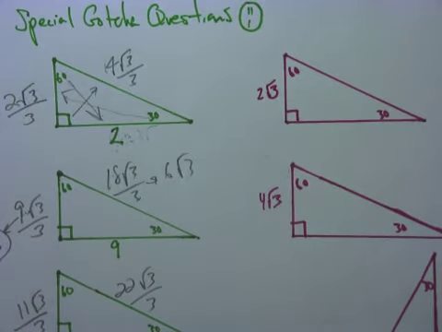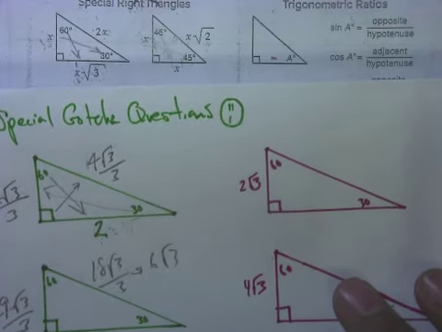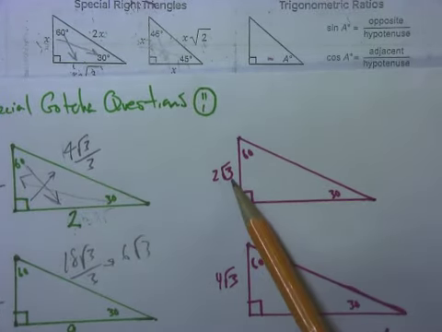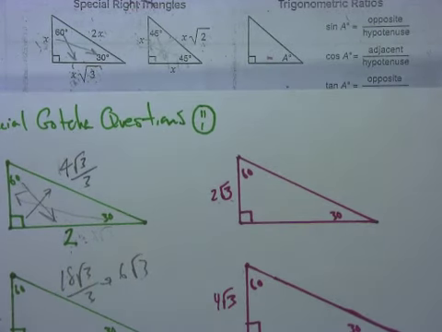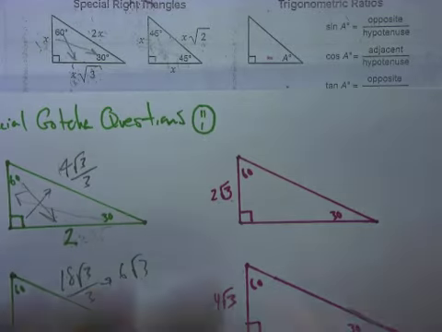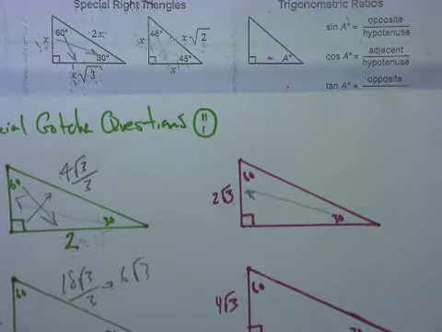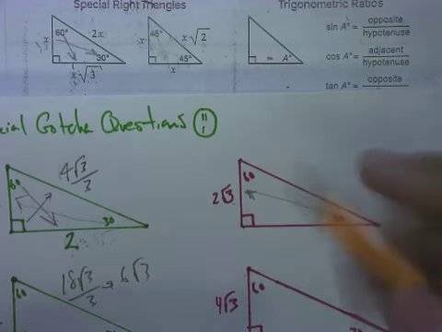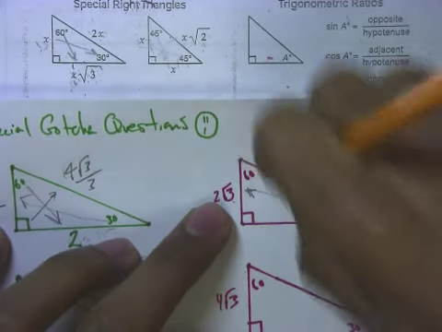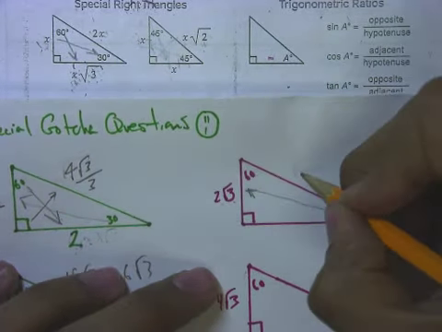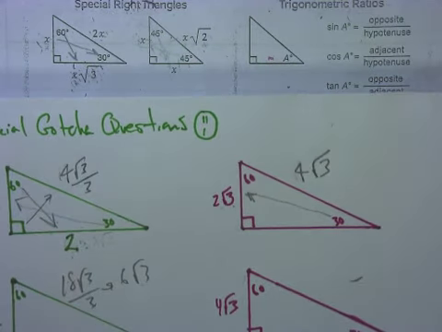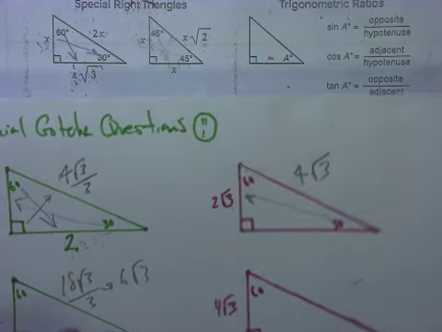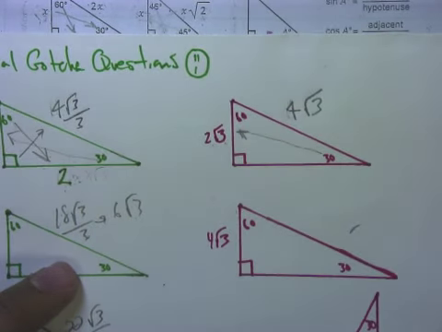Let's take a look at another gotcha question. Again, if this went by a little too fast for you, you can pause the video, rewind it, and play it again. Here, they're telling me that my little leg is 2 times the square root of 3. Interesting. But I know for a fact that the little leg is the boss. It's across from 30 degrees, that's the little leg. The little leg tells everybody what to do. So if the little leg is 2 times the square root of 3, the hypotenuse is going to be twice as big, so it's going to be 4 times the square root of 3.